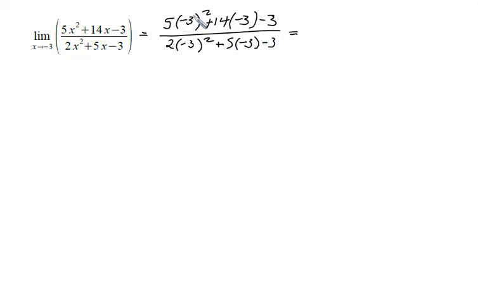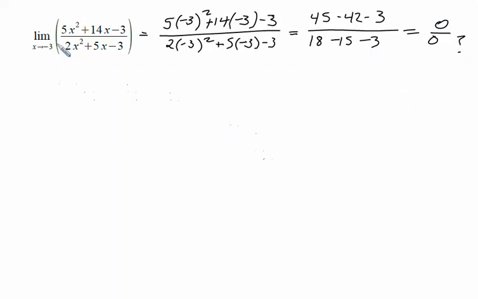In the numerator, 5 times 9 is 45. We're going to have minus 42 minus 3. Ooh, that's looking like 0. In the bottom, we'll have 18 minus 15 minus 3. So we are getting 0 over 0, which remember is our indeterminate form. It could be just about anything at this point. We need to go further and employ new tactics.